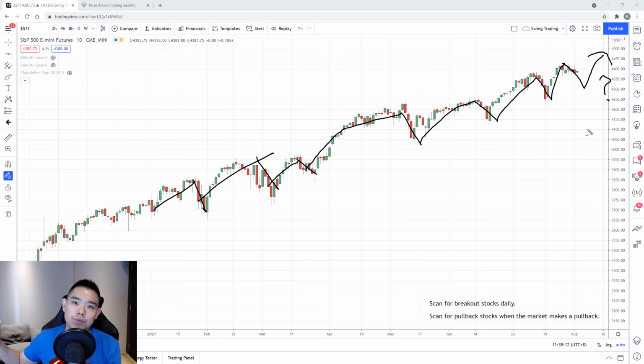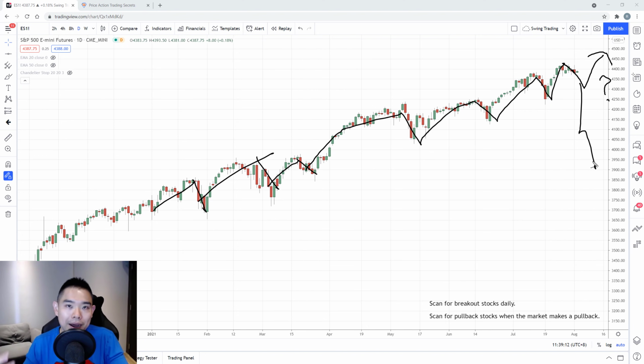Or to the perma bears out there, they could think that the market is too high, there's too much money in the system, it's not healthy, the market is going to collapse. Well, that could be possible as well, but I'm going to lean more towards the upside since the trend is your friend. It's my friend at least. So yeah, my take is that the overall stock market is still bullish.